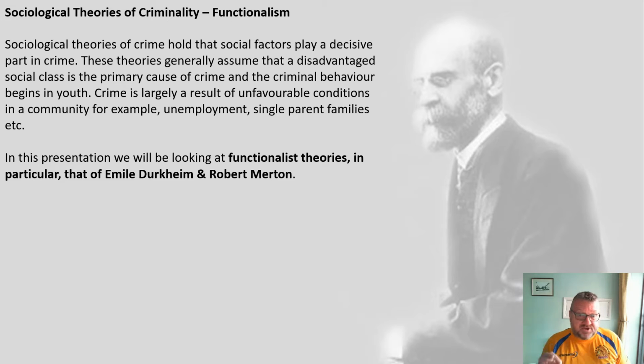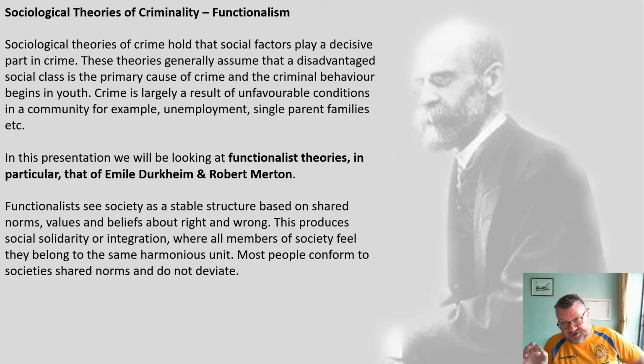Now we're going to look at functionalist theories, so a branch of sociology, functionalism, and we're going to look at two sociologists, Durkheim and Merton. And functionalists see society as a stable structure based on shared norms, beliefs and values about what's right and wrong. This produces social solidarity. People are integrated into society, they feel they belong, and they work as a harmonious unit. And most people within society therefore conform to its shared norms and standards and don't deviate from it.